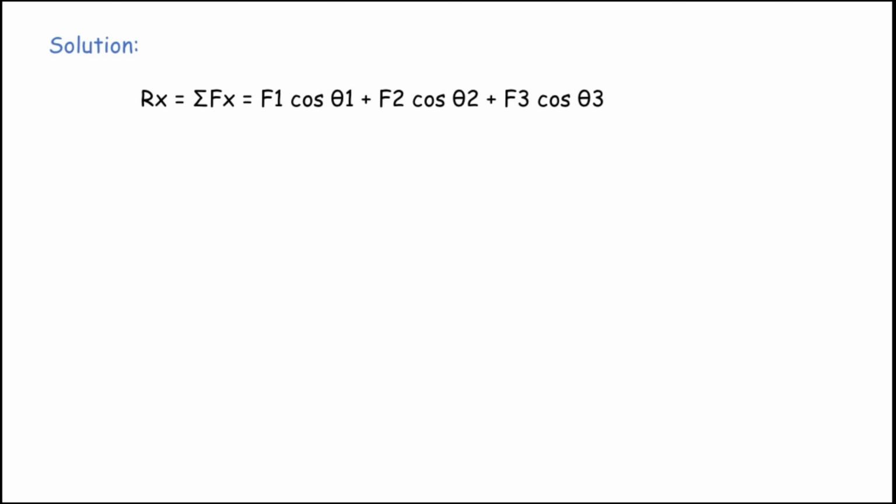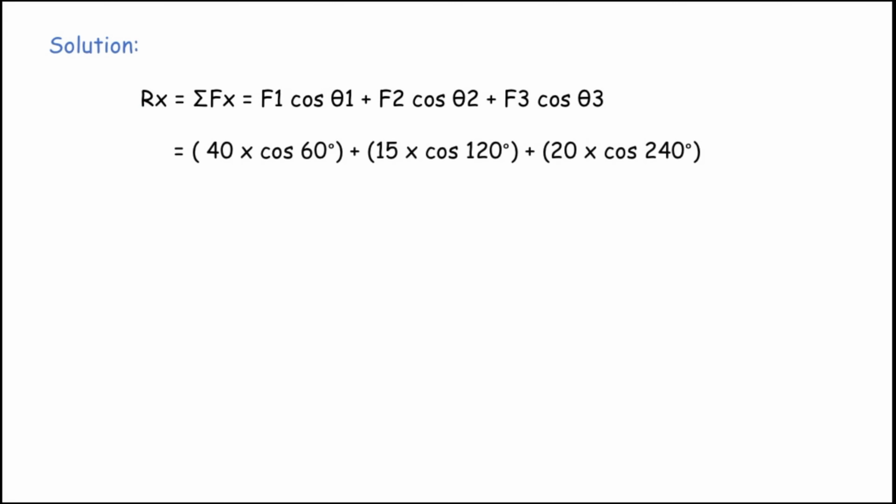As we said before, Rx is the summation of Fx, that is F1 cos theta 1 plus F2 cos theta 2 plus F3 cos theta 3. We use cos theta for the x-axis and sin theta for the y-axis, as I said before. Now see the values: 40 into cos 60 degree plus 15 into cos 120 degree plus 20 into cos 240 degree. The 40 cos 60 is 20 and 15 cos 120 is minus 7.50.